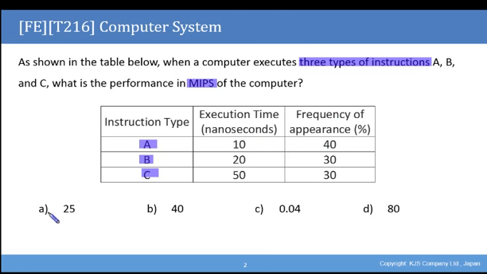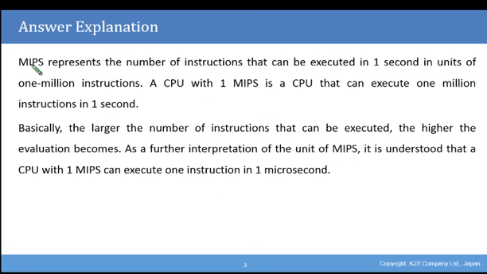At the bottom we have some answers which we're going to compare to what we calculate to be the MIPS of the computer. So MIPS represents the number of instructions that can be executed in 1 second in units of 1 million instructions, hence the units being called MIPS. A CPU with 1 MIPS is a CPU that can execute 1 million instructions in 1 second.